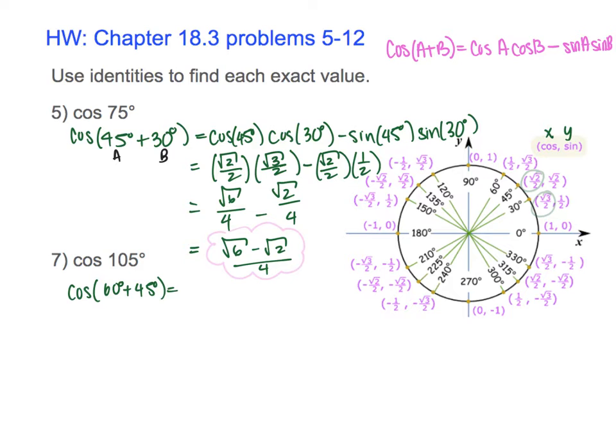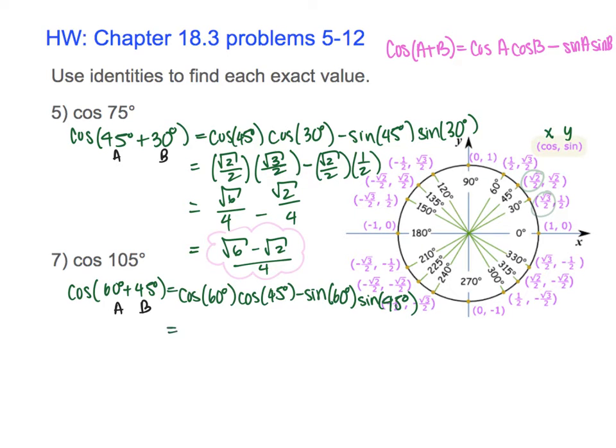So this would be my A, this would be my B, and using the same formula, since I'm adding here, I just need to plug this in. So I would have cosine of A, which is 60 degrees, times cosine of B, which is 45 degrees, minus sine of A, which is 60 degrees, times sine of B, which is 45 degrees.